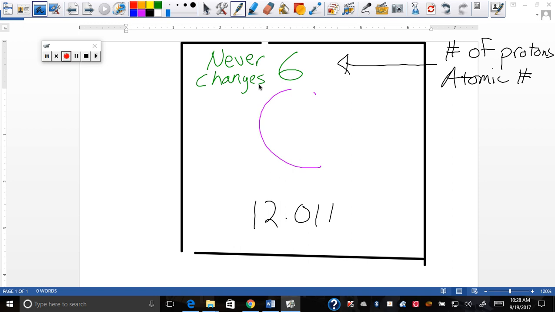Can you dye your hair? Can you cut your hair? Yeah. Do you change your DNA by doing those things? No. Elements never change their protons. The number 6 means carbon in the periodic table. That's what makes it carbon.